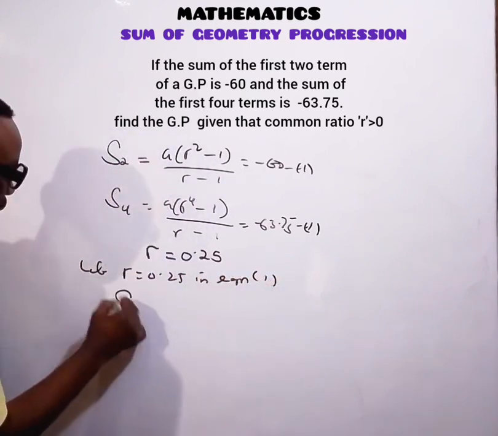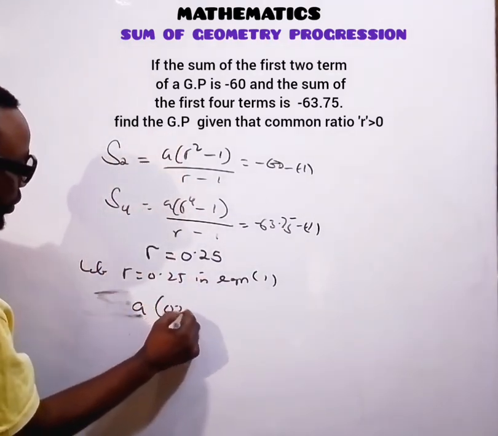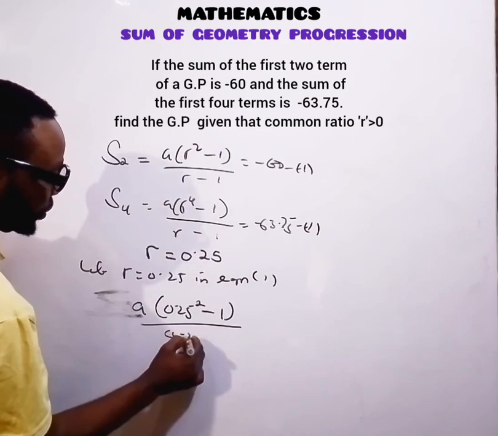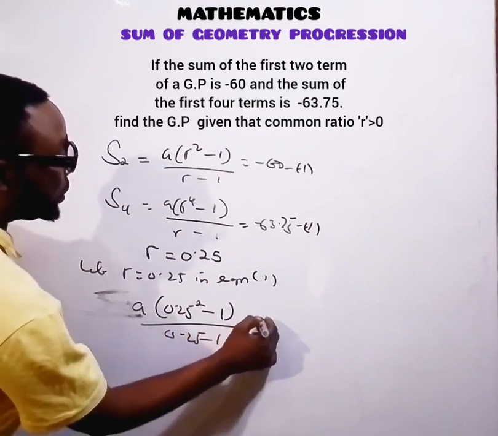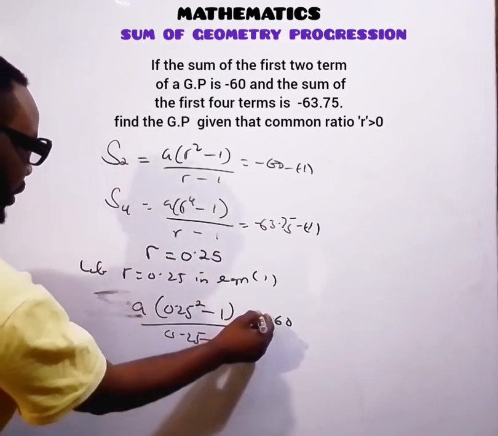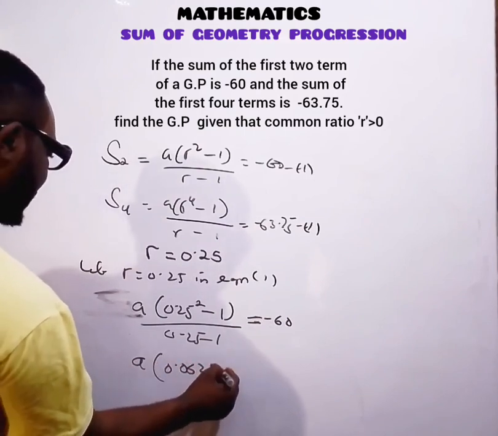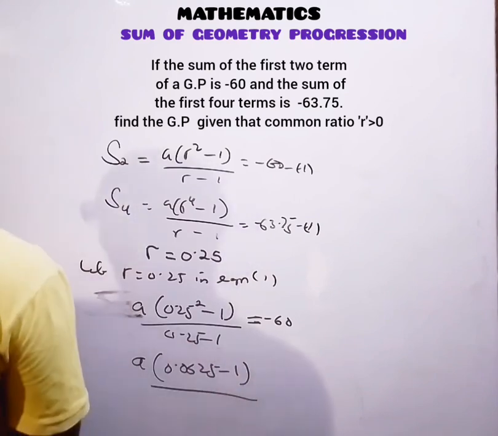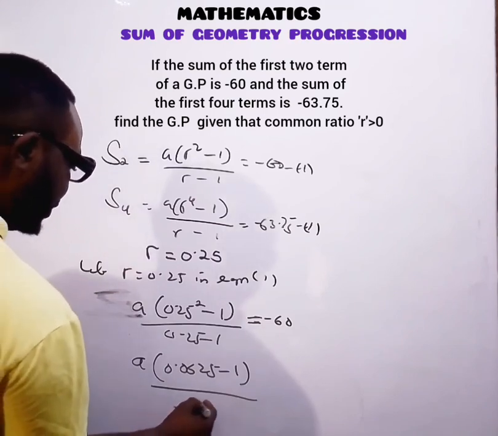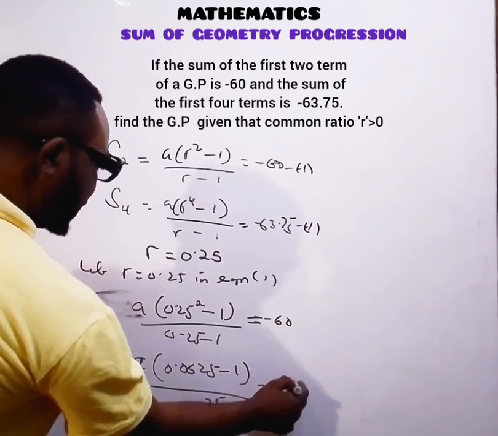So I'm having a into bracket 0.25 raised to power 2 minus 1, all over 0.25 minus 1, is equal to minus 60. Now 0.25 raised to power 2 gives us 0.0625. So this is a into bracket 0.0625 minus 1, all over 0.25 minus 1, which gives us minus 0.75. Minus 0.75 is equal to minus 60 over 1 as well.